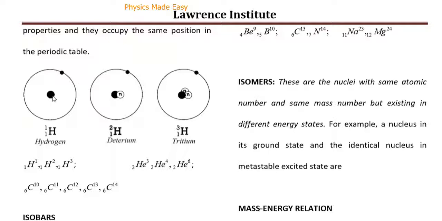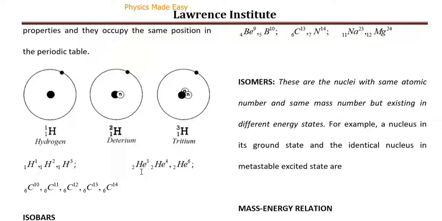Now they have the same number of protons. This hydrogen has one proton, deuterium has one proton and one neutron, and this one has one proton and two neutrons, and their configuration is 1H1, 1H2 and 1H3. Now if you see all these three, their electronic configuration is the same. That's why they exhibit similar chemical properties.